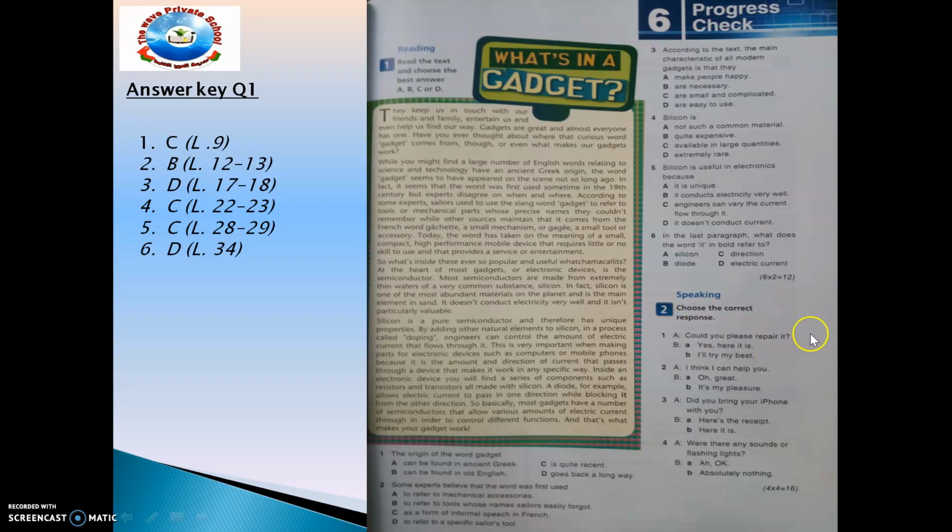Could you please repair it? Will it be A or B? What do you think? Let's see. 1 is B, 2 A, 3 B, and 4 B. Please make sure you're writing these answers, fill in your textbook, and endeavor to write the dates on them too.